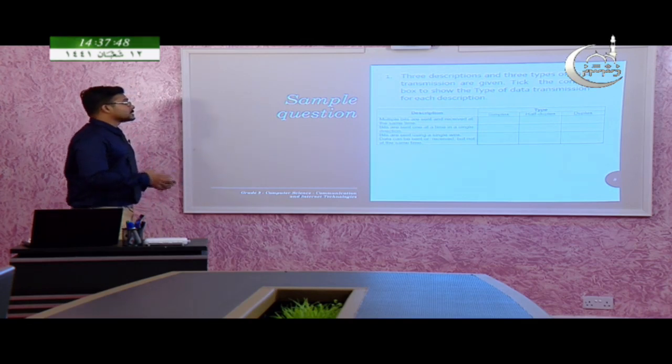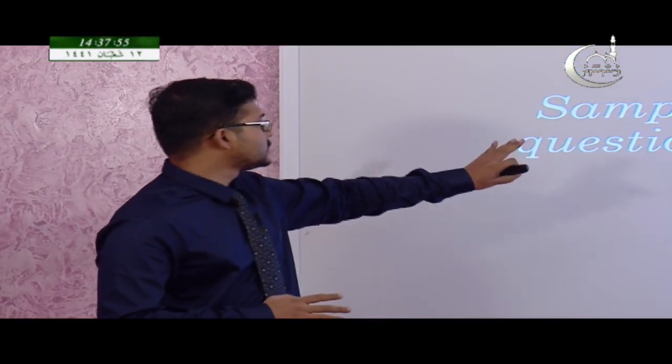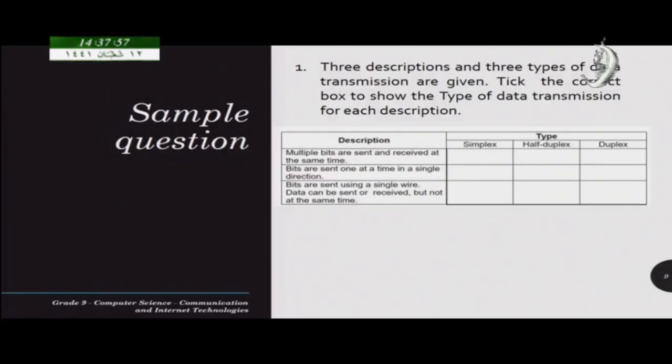So, a sample question. As I explained, you may have confusion about how the questions will come in the exam. This is a sample question, a tick type of question. This is not the only question, just a sample. You can see here, for example, bits are sent one at a time in a single direction. So only a single direction, so we will go with simplex and tick it. These kinds of questions will come for this particular area.